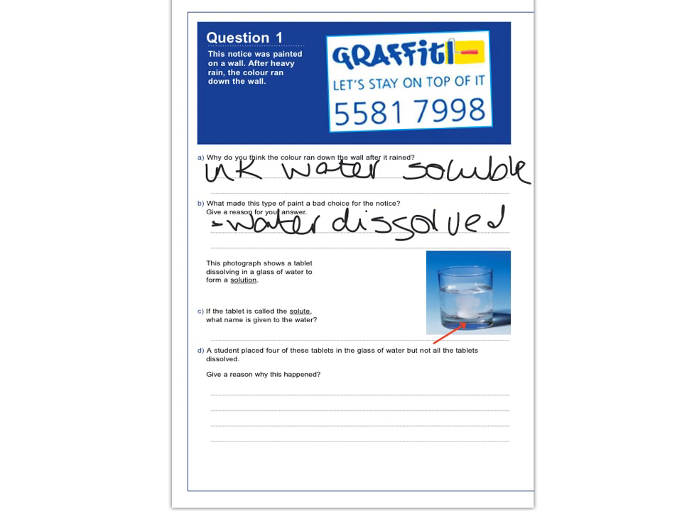The photograph shows a tablet dissolving in a glass of water to form a solution. If the tablet is called the solute, what name is given to the water? The water is called the solvent, S-O-L-V-E-N-T. A student placed 4 of these tablets in the glass of water, but not all the tablets dissolved. Give a reason for this.